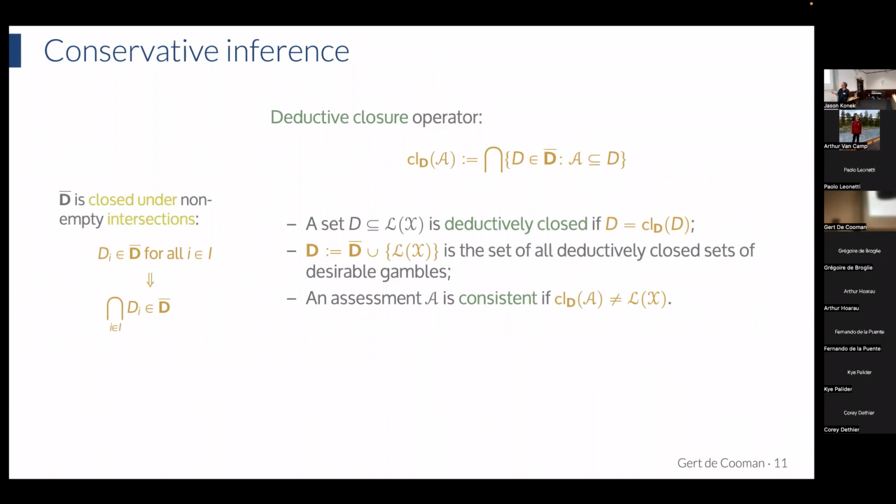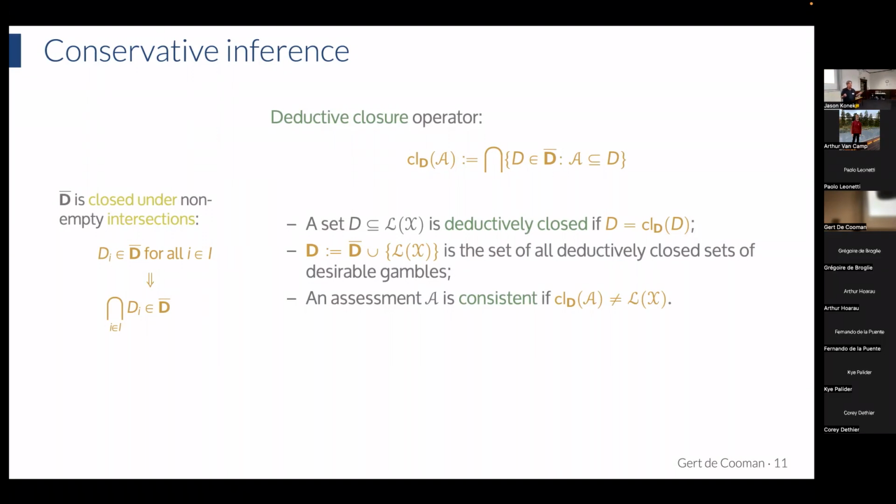So you start from an assessment, something that is not necessarily perfect yet. So you've given me a few things, and then you say, what can I deduce from this? I can deduce from this the closure. This is what I said. The closure is what I can deduce from A by using the axioms, on and on and on until nothing changes. That closure, there are two possibilities. Either that closure is coherent, and then it's fine, then my closure gives me a coherent set, or that closure contains zero. In other words, it's equal to the set of all gambles.